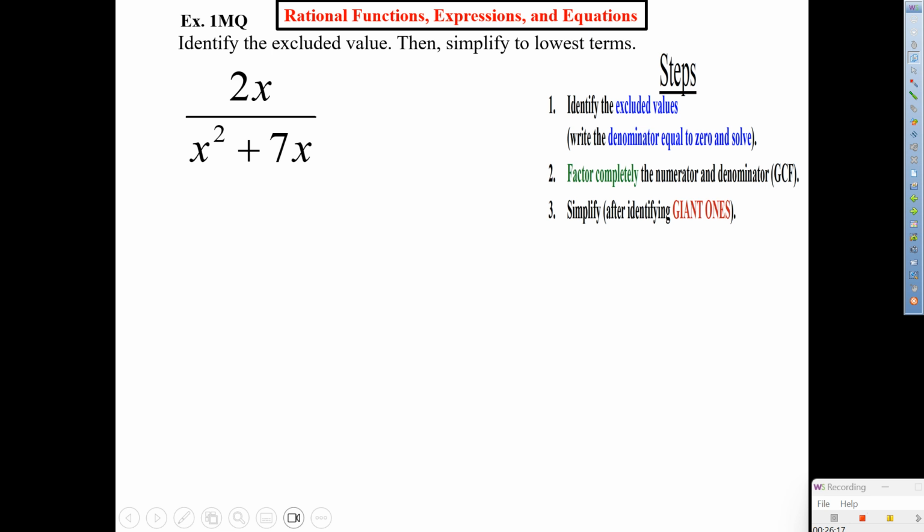Copy this one. Example 1 super duper Q. 6x squared minus 6x over 3x minus 3.